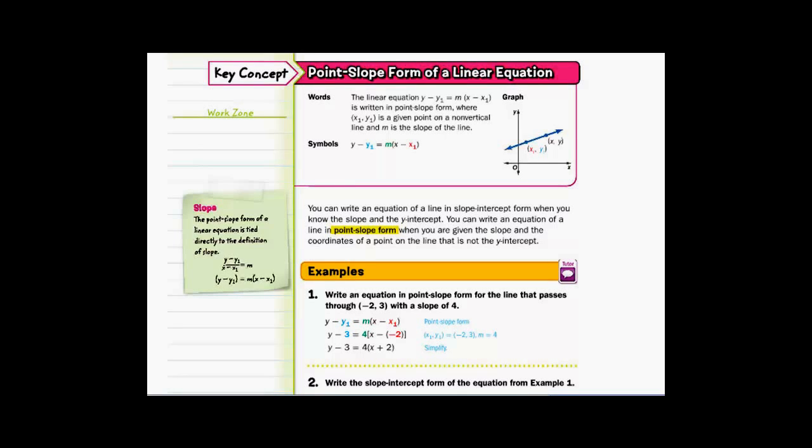Lesson 6 of Chapter 3. This lesson talks about writing linear equations. So we are going to learn yet another form of an equation today. So let's start. Before we do that, let me go back to just this page.